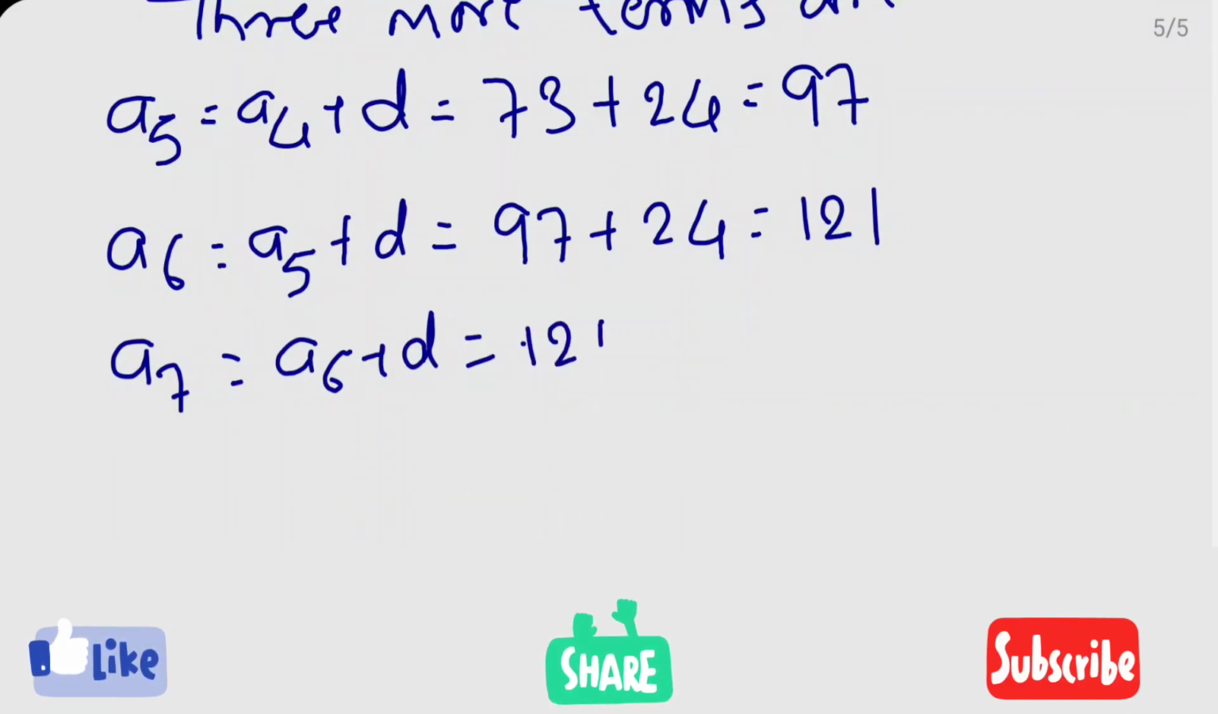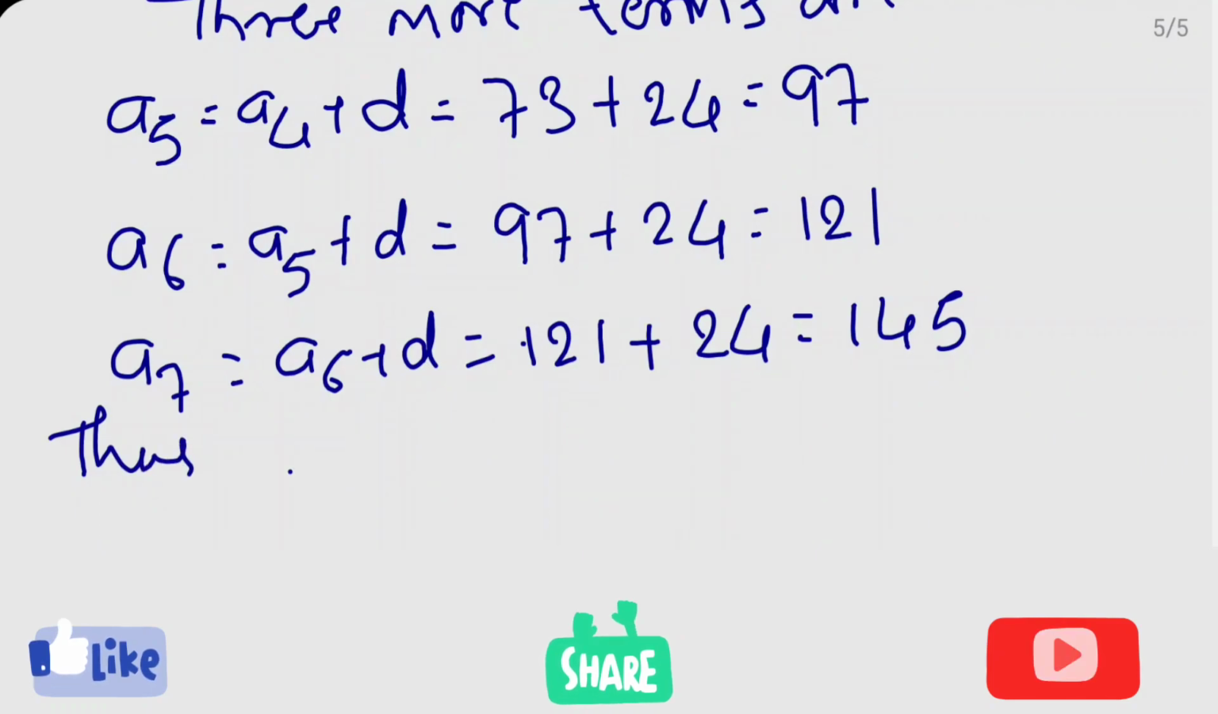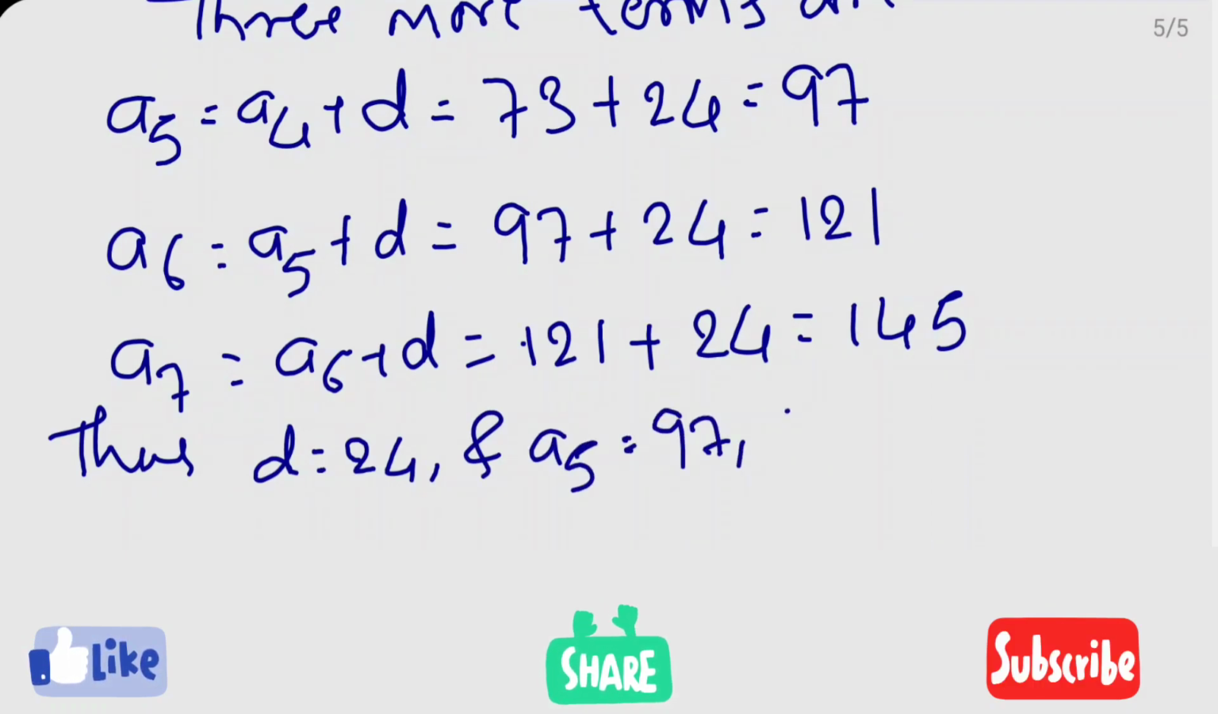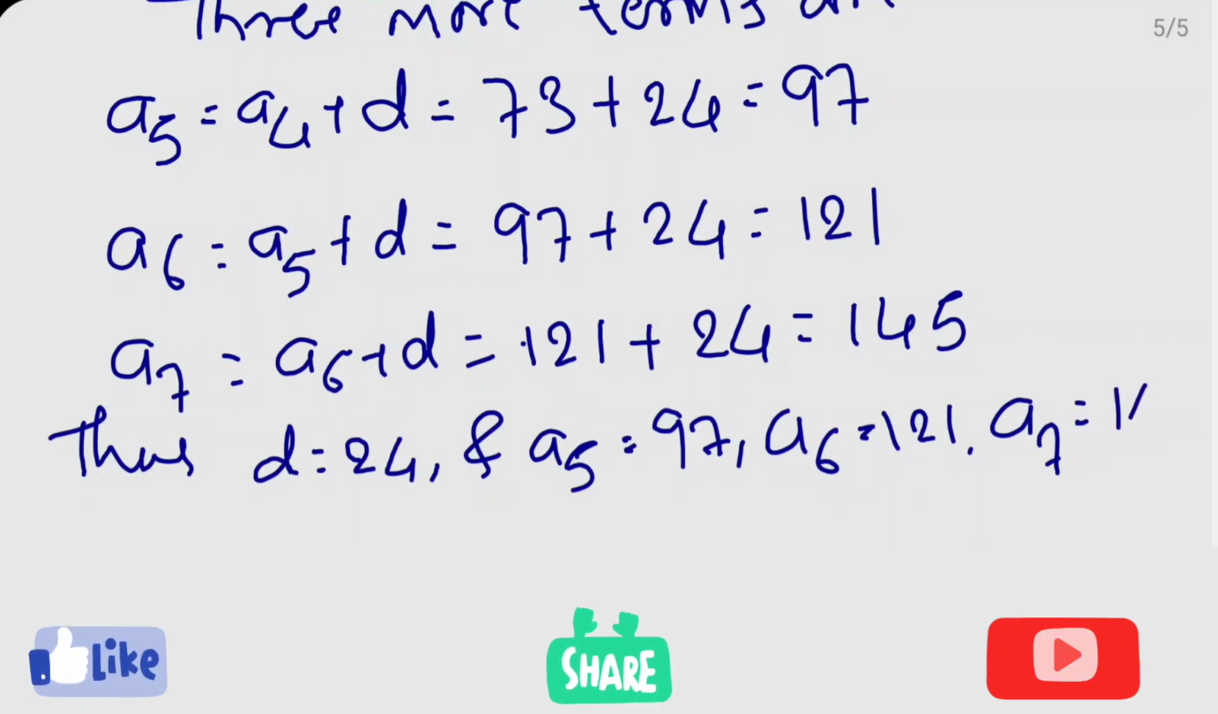A6 is 121 plus D is 24. So 121 plus 24 is 145. So write down here. Thus D is 24 and A5 is 97, A6 is 121, A7 is 145. Is it clear?